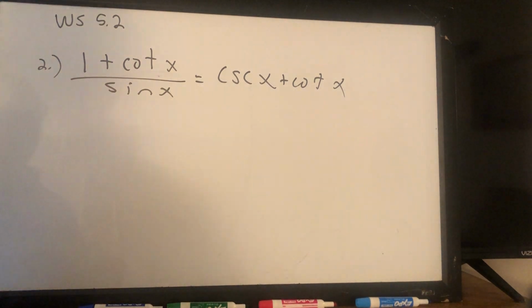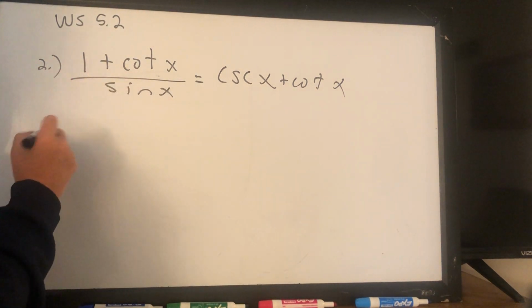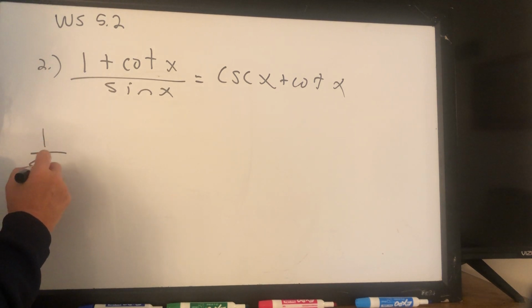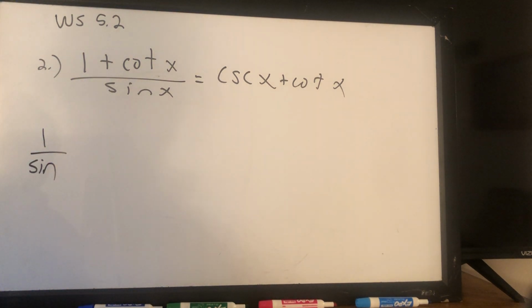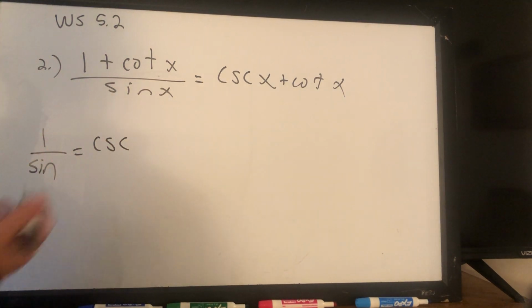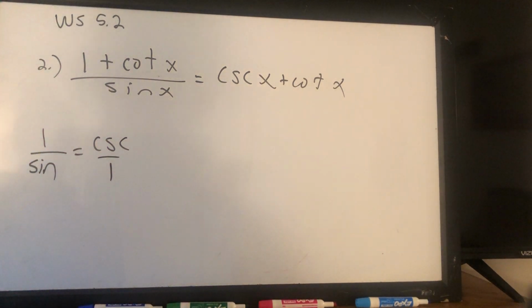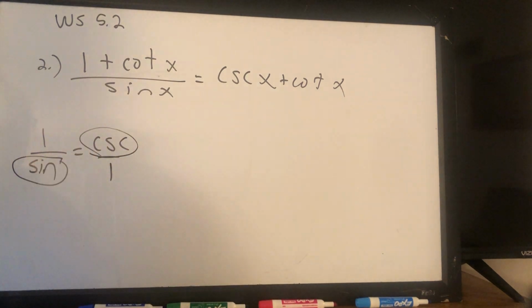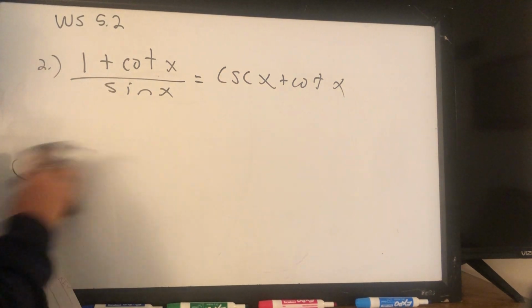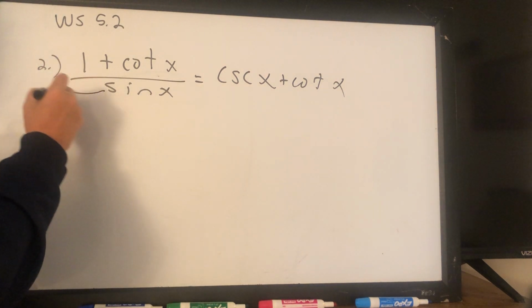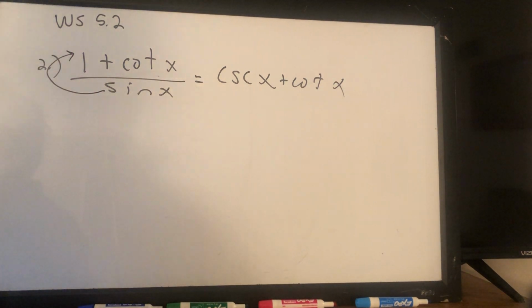And guys, if you remember the other day, I mentioned sine in the bottom is the same as cosecant in the top. Remember our reciprocal identities. 1 over sine is equal to cosecant, and that would be cosecant over 1. So sine in the bottom is the same as cosecant in the top. I know that can be confusing, but look at those reciprocal identities.